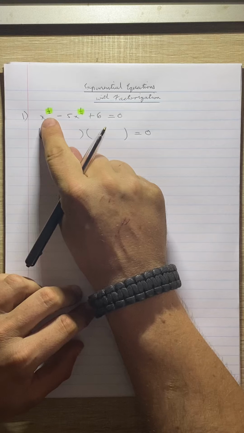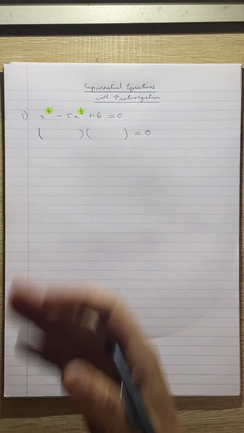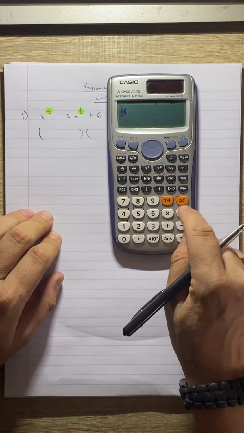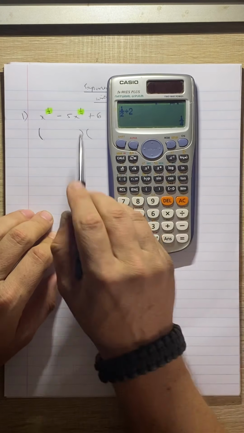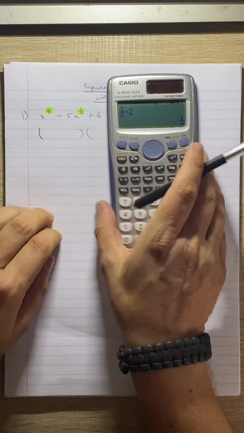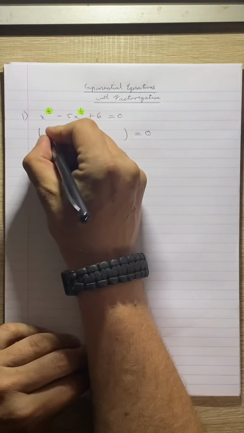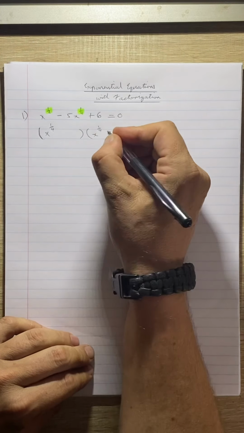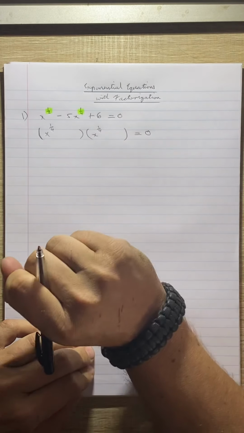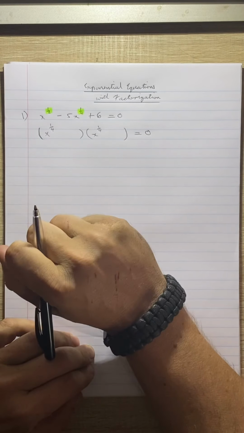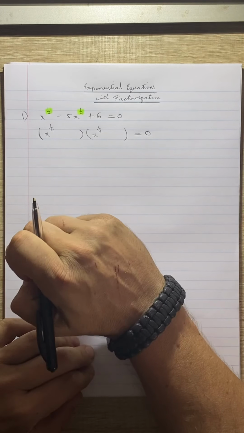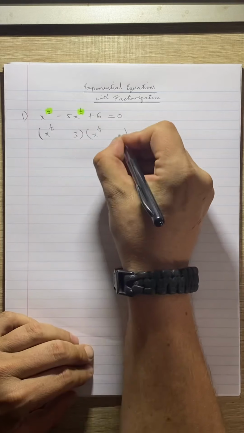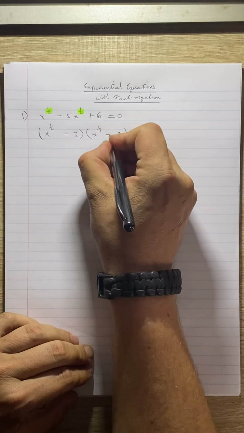What we do is take half of the bigger one. If you don't know what half of a half is, you can just take 1 over 2 divided by 2, and you'll see you get a quarter. So half of this gives me x to the quarter, and x to the quarter goes in here as well. Then the factors of 6 that give me 5, and we need to get to minus 5, and both signs need to be the same. So this would be 3 and 2, minus minus.